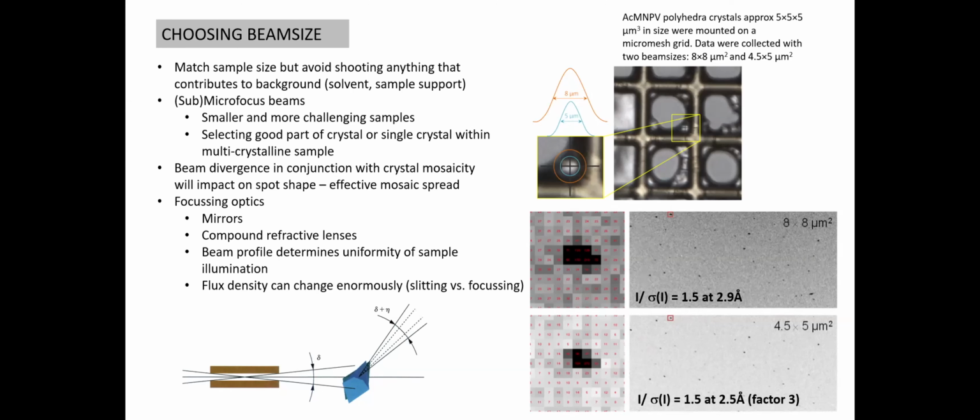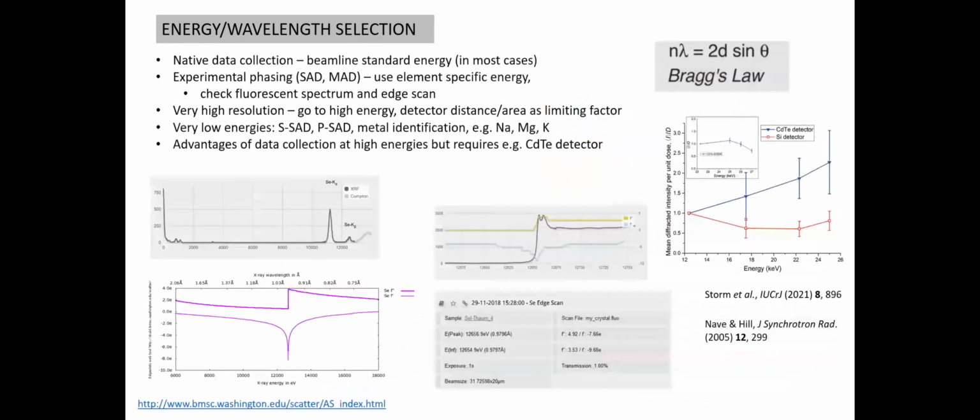And you can get a different flux density depending on how you generate the beam size, either by slitting down or focusing. And that is very important when we look at radiation damage of samples. So that's another factor to be aware of.